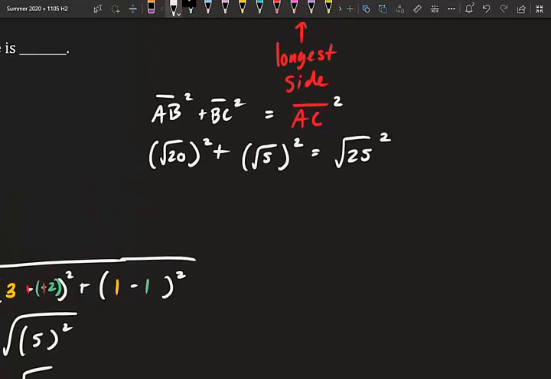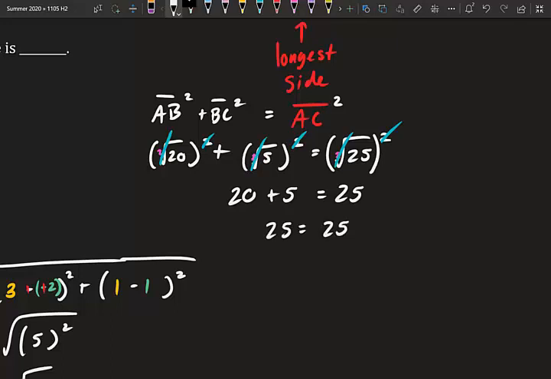The reason I do that is because of the same power, same index rule. There's always that little 2 there, so the radical and the squared go away. Same power, same index rule. So we're left with 20 plus 5 equals 25. 25 does equal 25. So this is a right triangle.